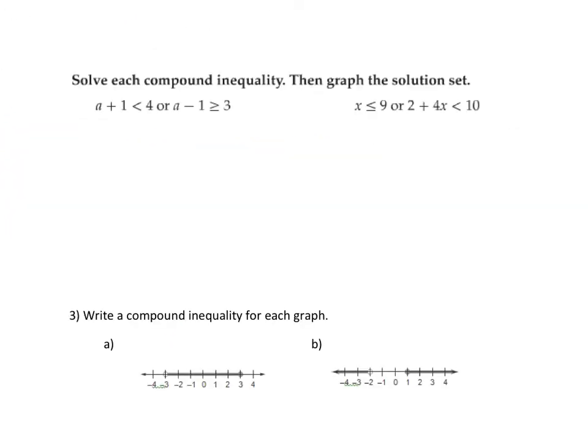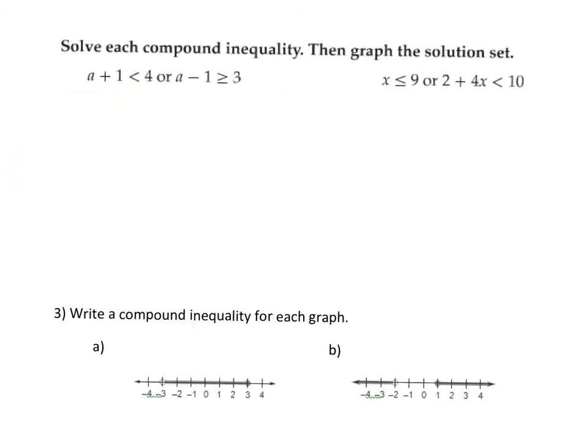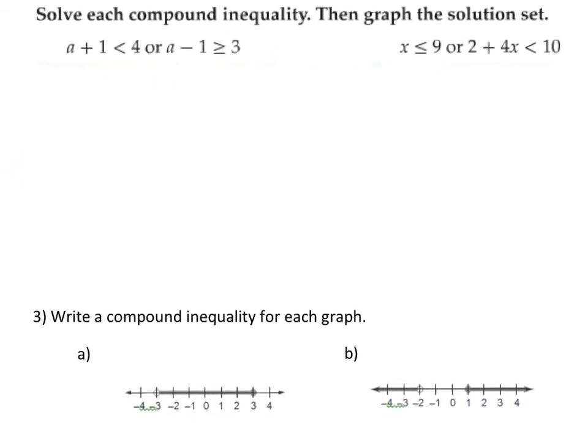Now we're going to look at compound inequalities, but with the word or. Previously we talked about how the word or meant we graphed everything. So what I'm going to do is still solve my inequality. I'm going to start this first one by subtracting 1 from both sides and getting a is less than 3. I'm also going to add the 1 here and get a is greater than or equal to 4.